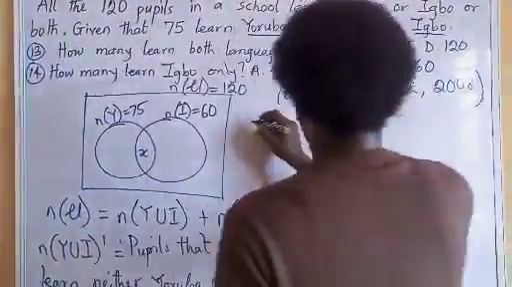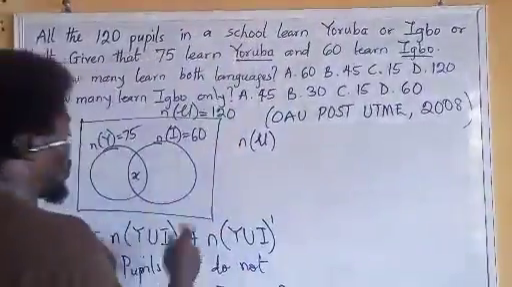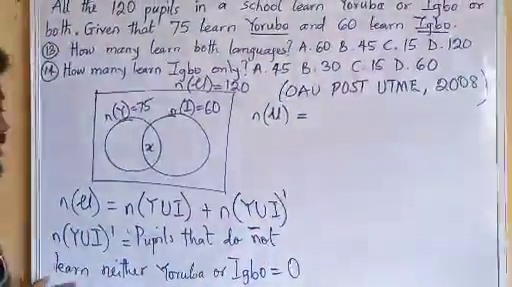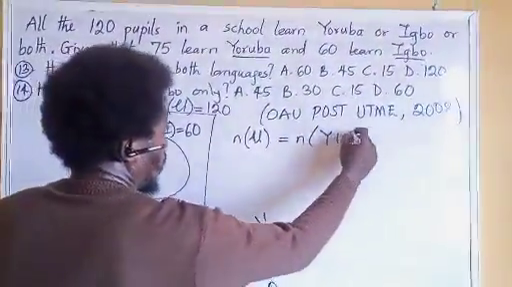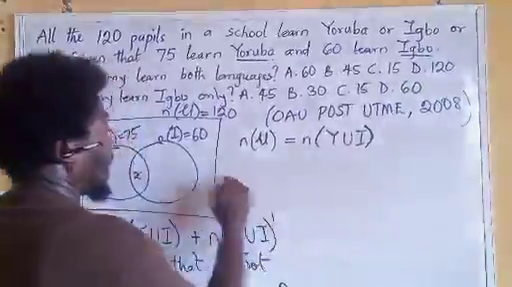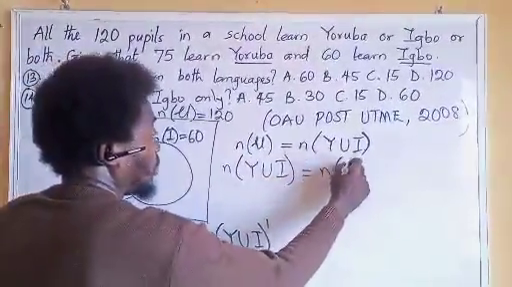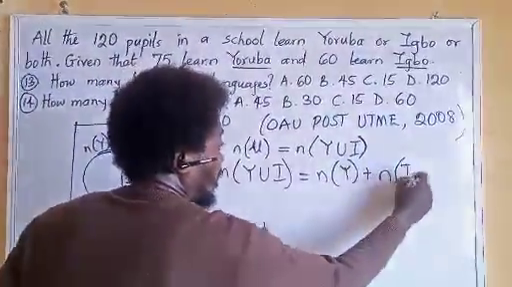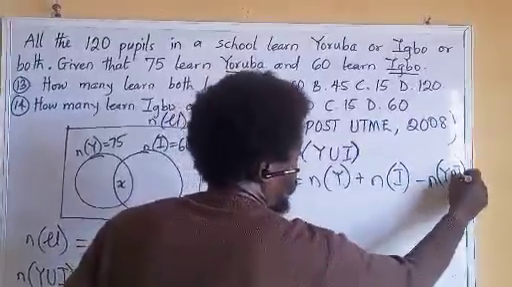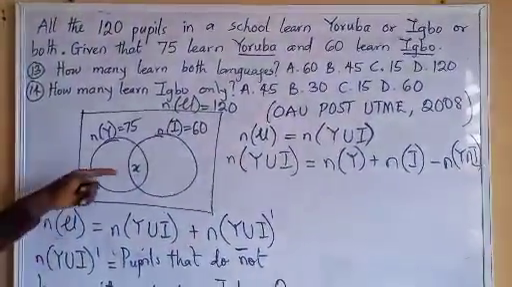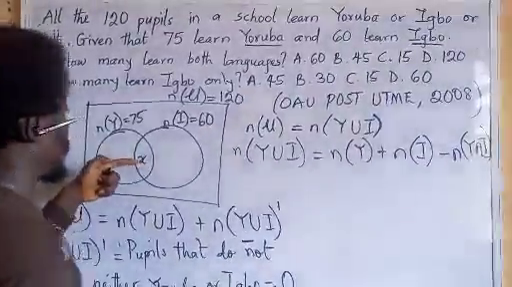So therefore the cardinality of the universal set will now be equal to the cardinality of Y union I, since this one is equal to 0. And then we have a given formula: the cardinality of Y union I is equal to the cardinality of Y plus the cardinality of I minus the cardinality of Y intersection I. The intersection here between Y and I is our X. So our X is the cardinality of Y intersection I.